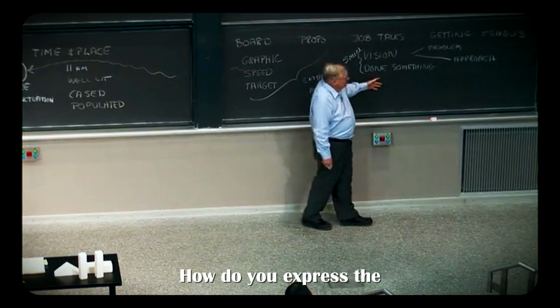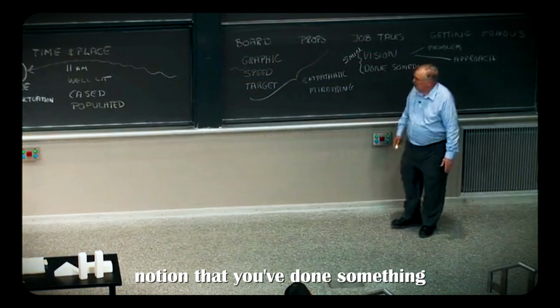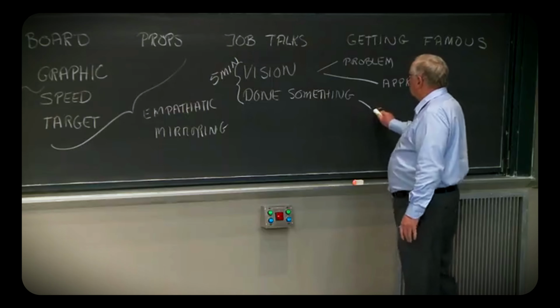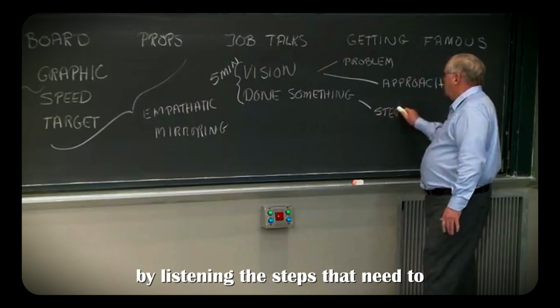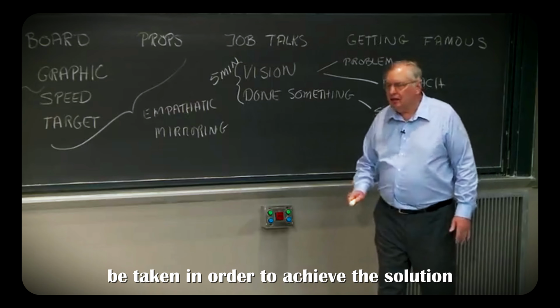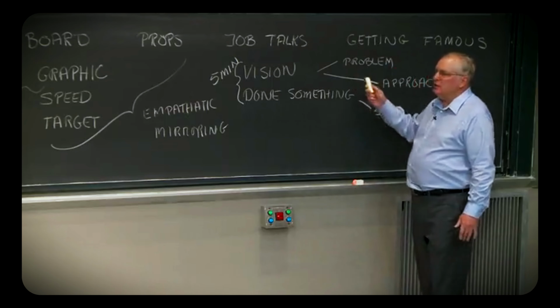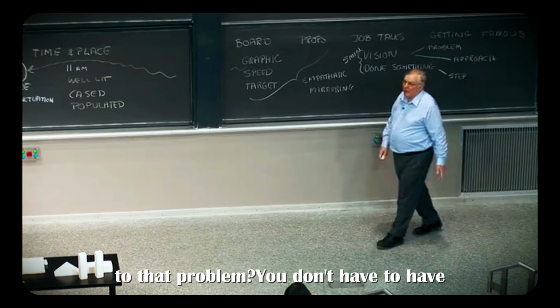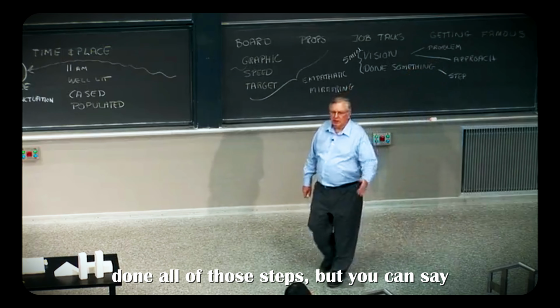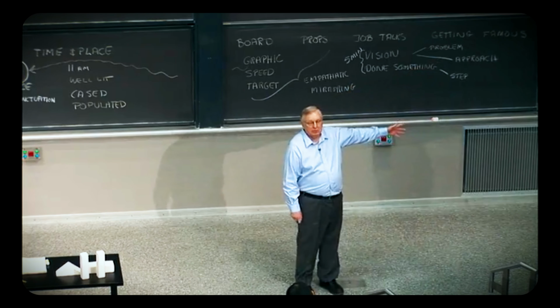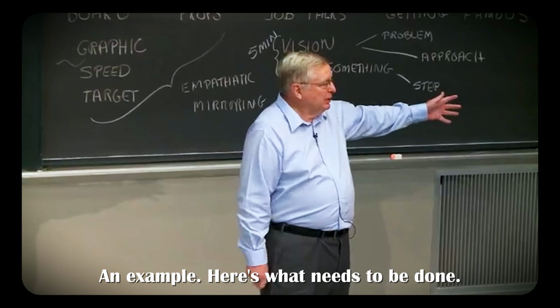How do you express the notion that you've done something? By listing the steps that need to be taken in order to achieve the solution to that problem. You don't have to have done all of those steps, but you can say, here's what needs to be done. An example. Here's what needs to be done.